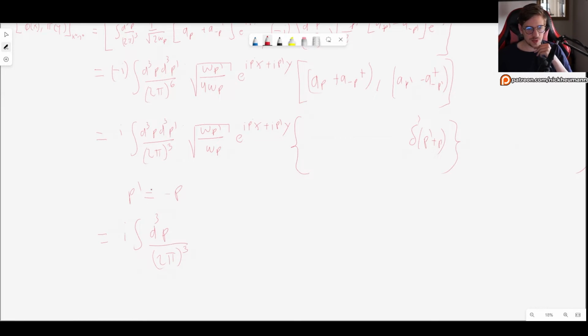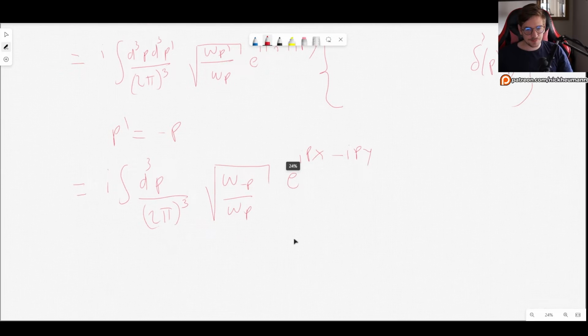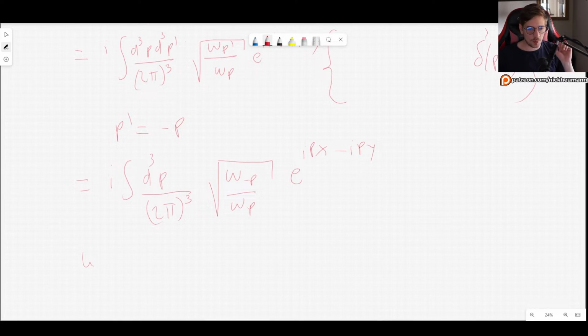So that means 2π cubed. Now, again, d³p′ is gone, because we killed the integral with the Dirac delta, right? It's only non-zero at one particular value of p′, so if you're summing over every value of p′, it's zero everywhere except when p′ is minus p. Then we have the square root of ω of minus p divided by ω p, and then e to the i p x minus i p y, and that's it.